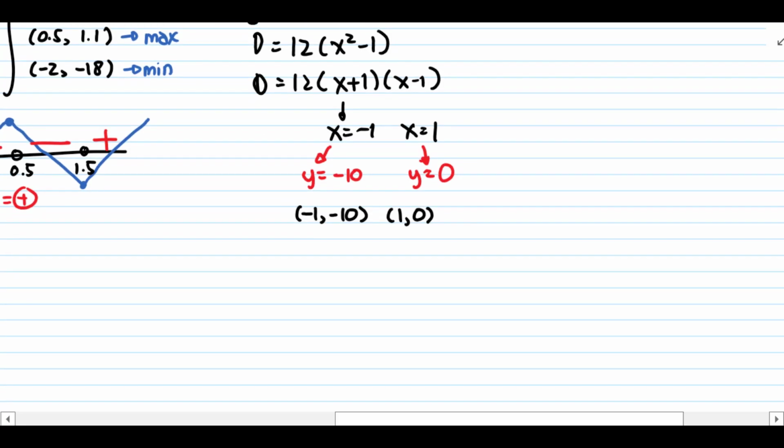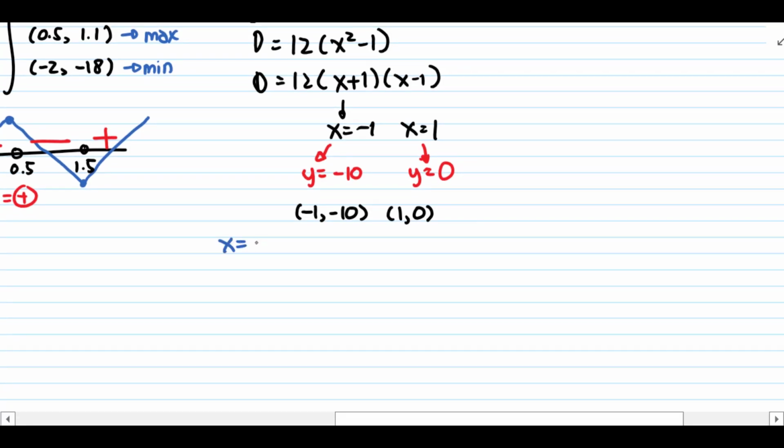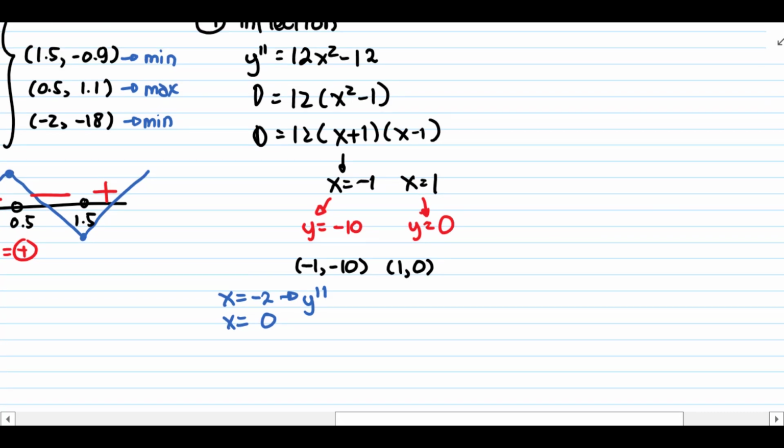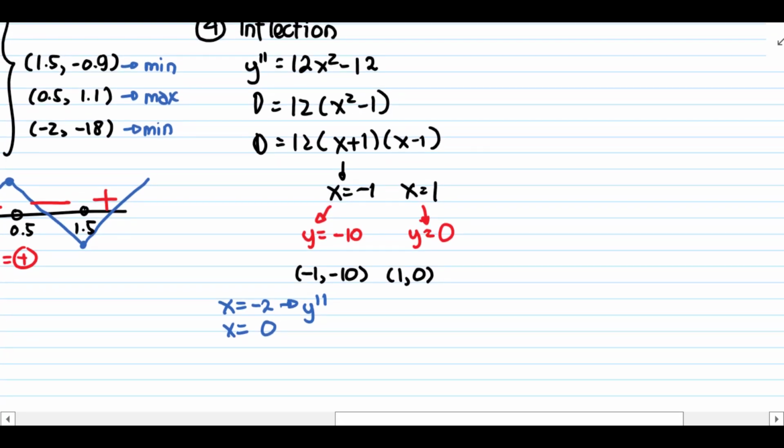Okay, next one is before and after. For the before, I will take x equals negative 2. For the after, I will take x equals 0. And then I will put them into y''. For negative 2, it will be positive. And for 0, it will be negative. So this one is an inflection point.